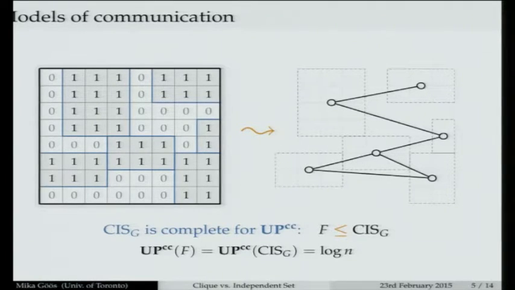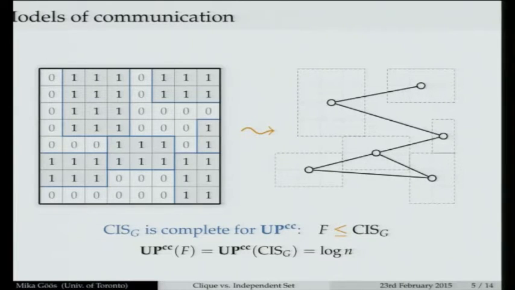No, that's not related. That's also probably false, because UP is a subclass of NP, and we believe there are functions which have large NP complexity. This is just saying that if you have small UP complexity, then you can reduce it to clique versus independent set. What that conjecture is about is what is the coNP complexity of clique versus independent set.